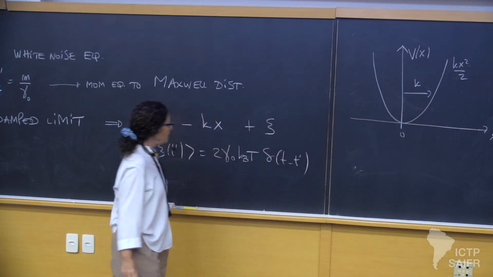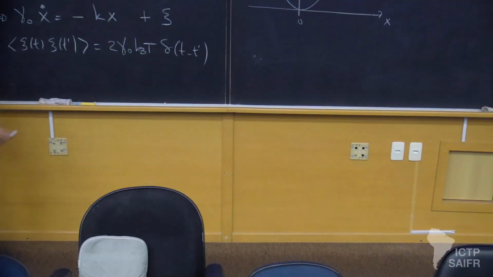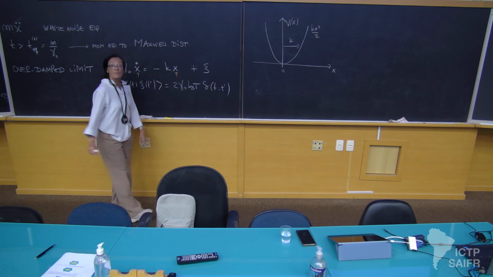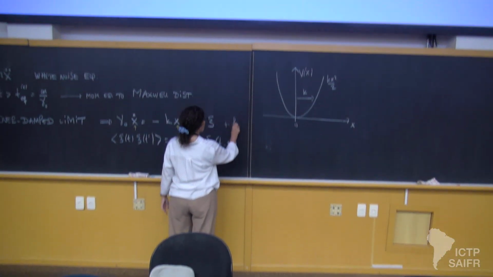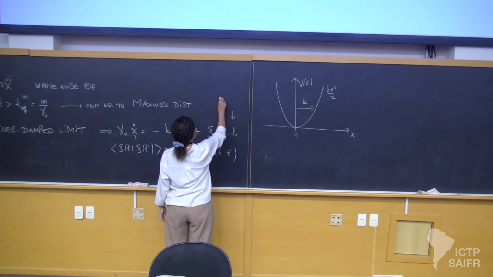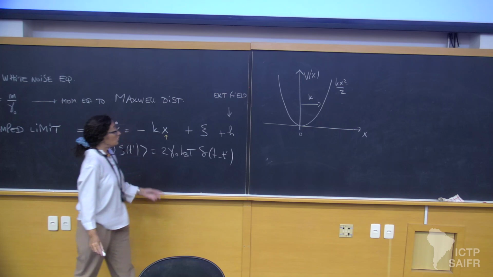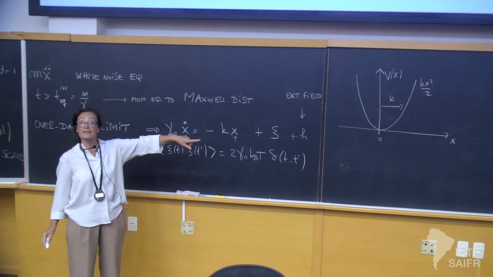OK? So now the equation to solve is very simple because it's linear in x as well. So x is here, and it's nowhere else. So it's a linear equation. And I'm going to add an external field. So this external field, I'll add it because I want to compute linear responses.